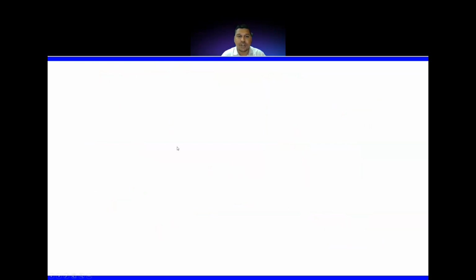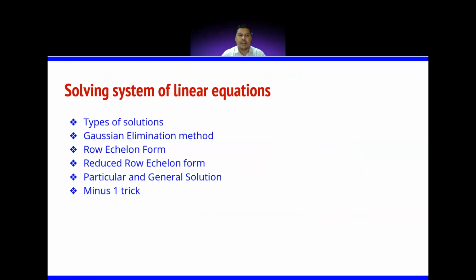Right. So if you summarize what we have seen in the second half, we have seen different kinds of solutions: unique solution, infinite number of solutions, and no solution. Then we have seen the Gaussian elimination method. You can perform row operations on each of those rows and convert that into row echelon form. In the advanced version, you can do it into reduced row echelon form also, so that you have to do fewer equation solving steps and get the solution easily. Then we have seen particular and general solutions, which can also be given using the minus 1 trick. So with this we complete how we solve a system of linear equations.